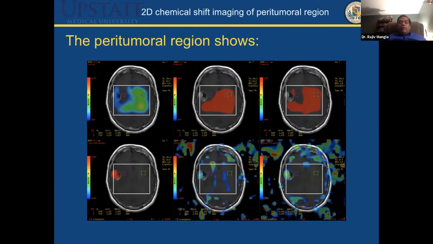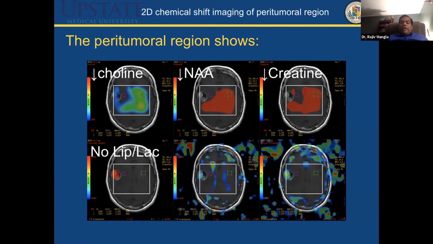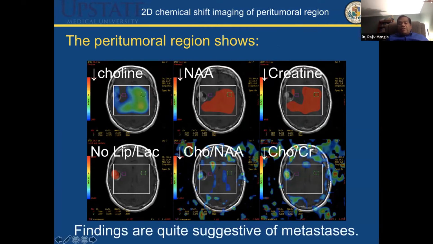And now, if we have this question, we can also take the help of spectroscopy. If we do spectroscopy on the enhancing lesion, we'll definitely find an increase in choline and creatine. But if we do spectroscopy in the peritumoral area, it will not show any increase in choline in cases of metastasis, as we know that they are not infiltrating margins. So this lesion is a metastasis.